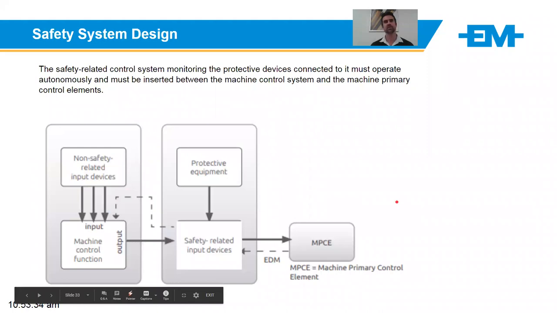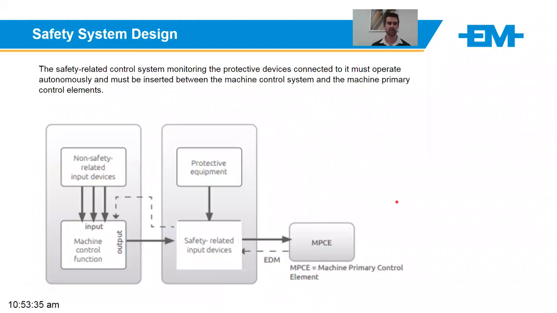This is a very important fact about safety design, particularly when you're using non-safety related machine control equipment. For instance, sad but true, our Delta PLCs that we offer, we don't have a safety control input. We don't have a safety related option for the PLCs. So in that case, you have to insert the protective equipment in between the control of the PLC and the machine primary control element.